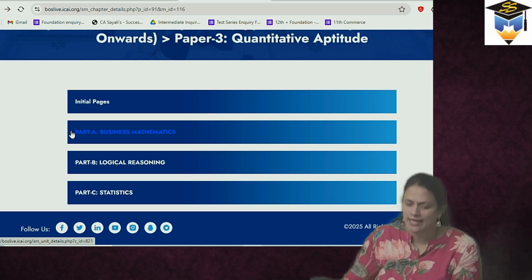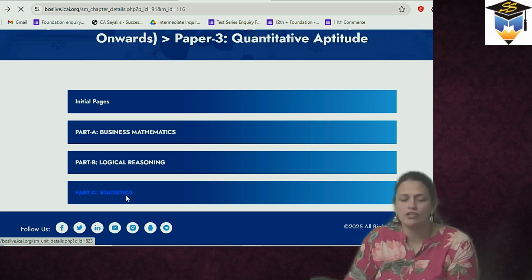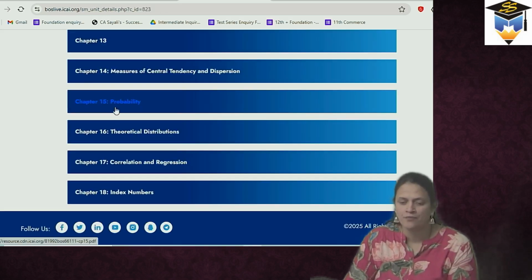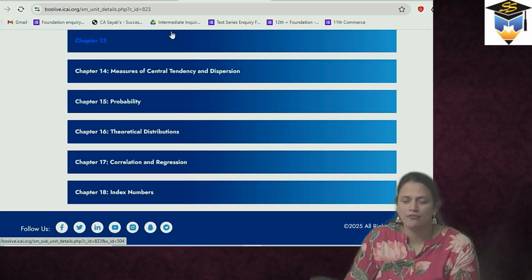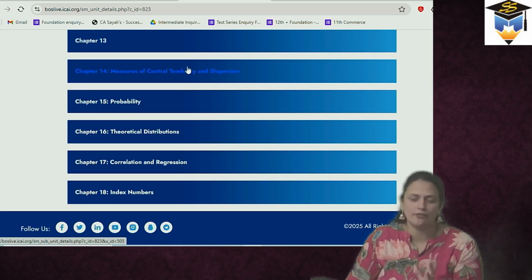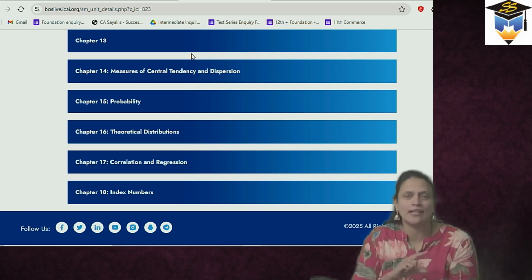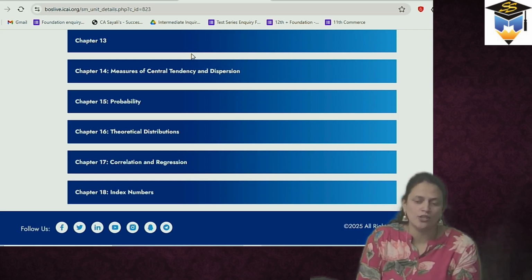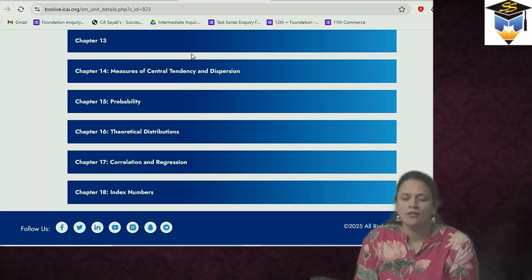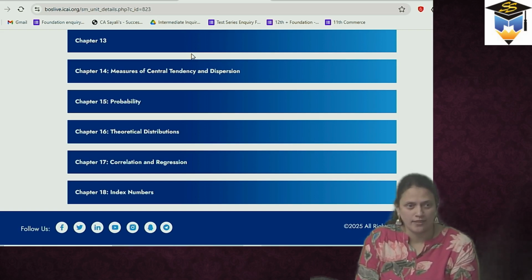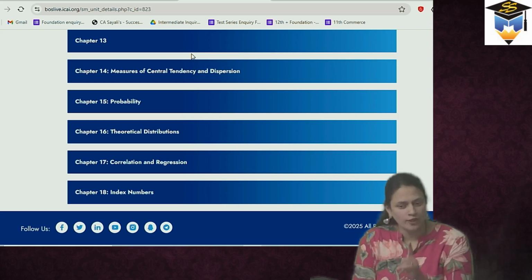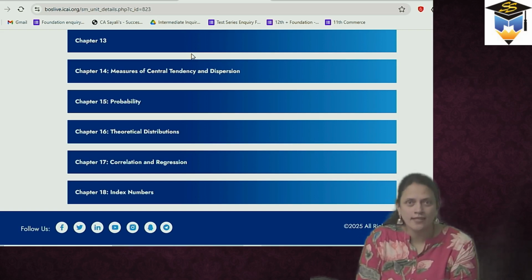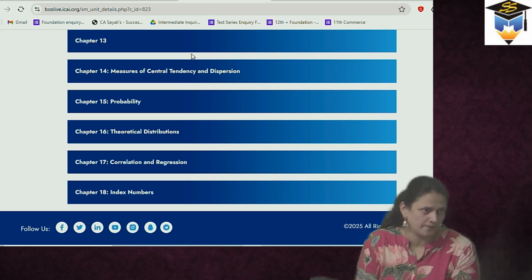Okay. So under statistics now in part C, let us see which chapters are there. Starting from 13th chapter, which is statistical analysis and central tendency, and all the basics of statistics are covered in chapter 13. Next is 14, that is measures of central tendency and dispersion. Next, chapter 15 is probability. Now, how many of you like probability? Easy hai probability? Easy hai for this also. Okay, if the base is clear, it will be very easy for you all.